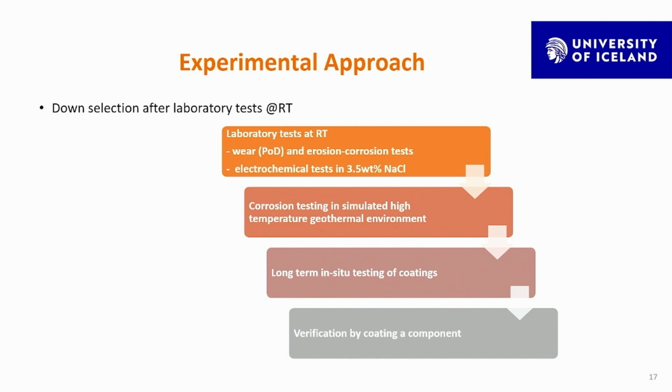So the project is actually done now, but the first step in the experimental approach was to do laboratory testing at room temperature. This was, for example, tribological testing, wear testing in our labs, as well as erosion corrosion tests and electrochemical tests at room temperature at TWI. So the best candidates were selected from these candidates that I showed you earlier for corrosion testing in a simulated high-temperature geothermal environment, which we did at the University of Iceland.